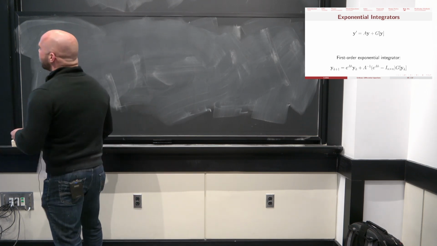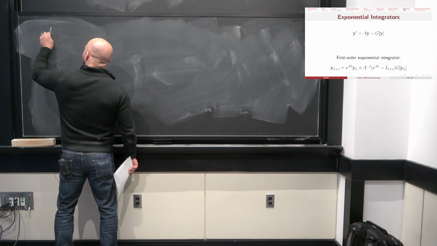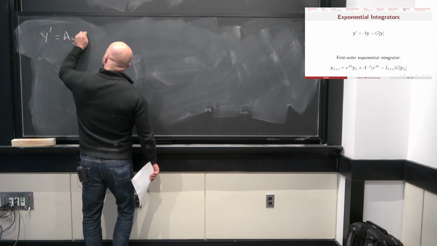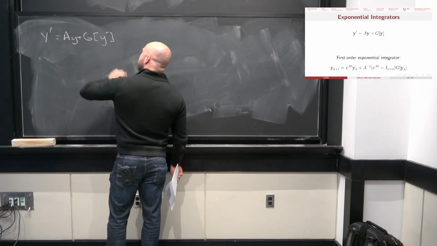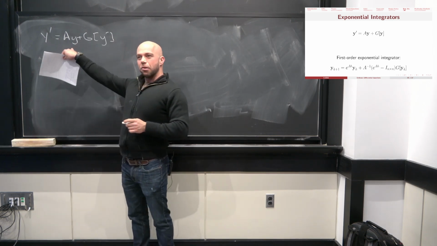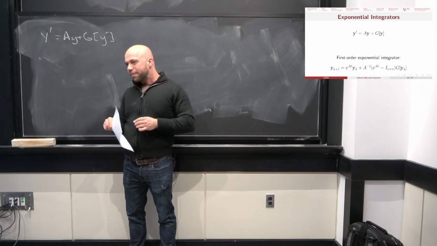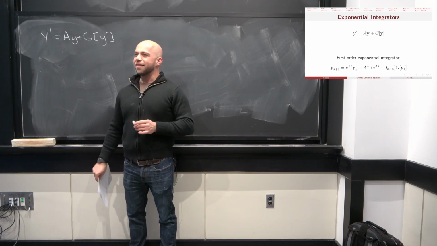Okay, so the ODE that we want to solve is y prime equals ay plus g of y. And we want the property that if g equals 0, then we solve the ODE exactly with our time stepper. So how are we going to solve this? Any ideas?